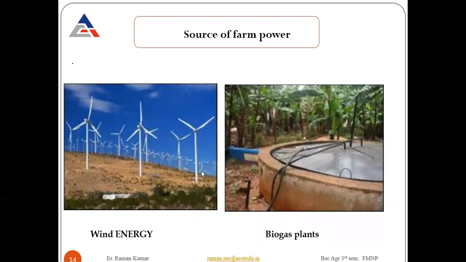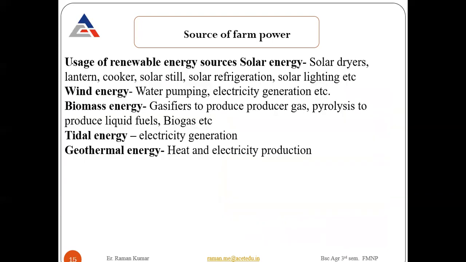Okay. So it is also used to store the electrical energy. Next is your biogas plant. Biogas plant, everybody knows, is used to produce gas, liquid fuel, or biogas. Next we have uses of renewable energy sources.